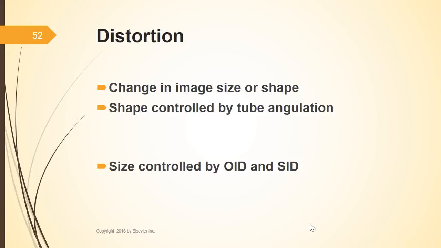Distortion. Distortion is a change in image size or shape. So when we talk about image size, then that's our magnification. When we talk about shape, that is controlled by tube angulation. And the two types of distortion are elongation and foreshortening. The size itself is controlled by OID and SID, but your shape is controlled by how much the tube is angled.